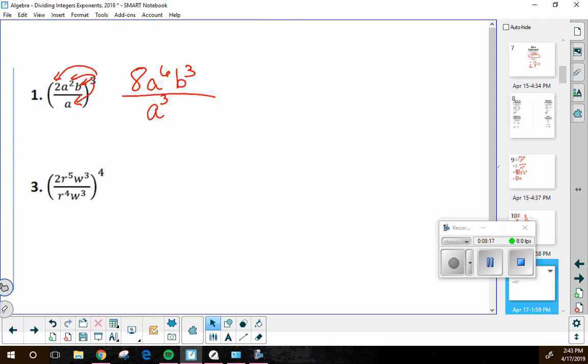So now we just go back and do what we did. So you're going to have to write really small, right? Now we just get rid of anything that is the same on top and bottom. That leaves us with 8. A to the how many? 3. And then b to the third stays all by itself.